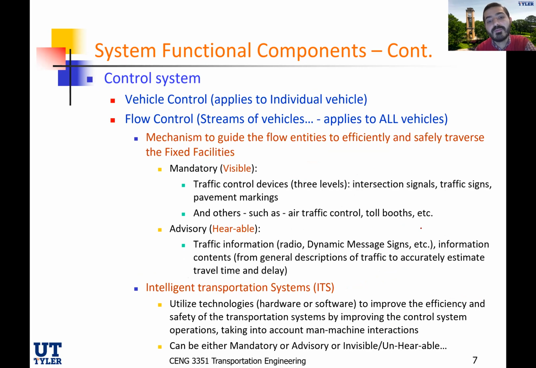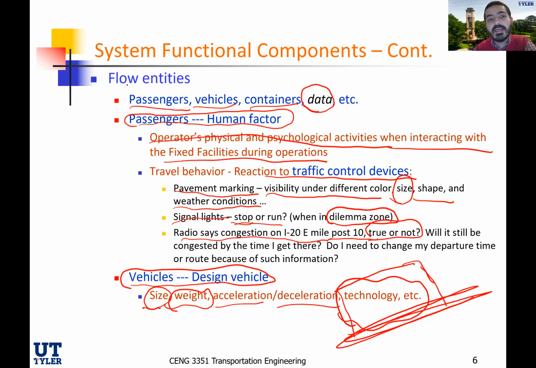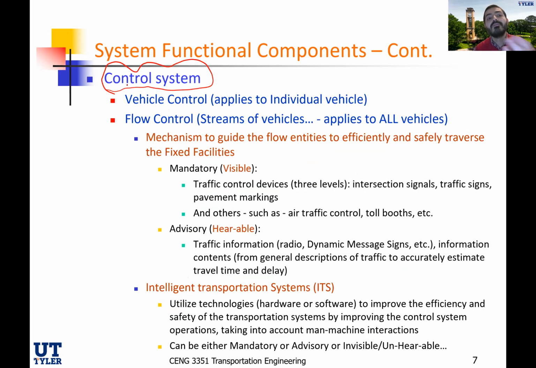Any transportation system also has to do with a control system. So besides the fixed facility and the flow entities, we also have to control the system. Otherwise, again, things will be very chaotic. So first, we need to control the vehicle. The vehicle can be controlled. Again, this applies to individual vehicles.